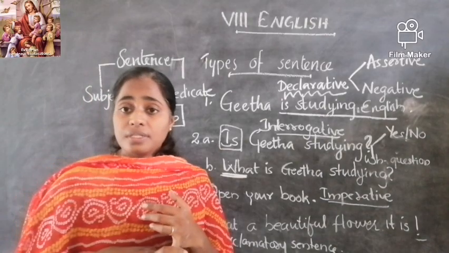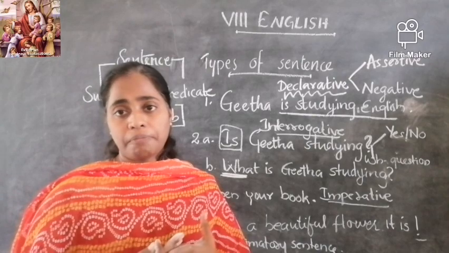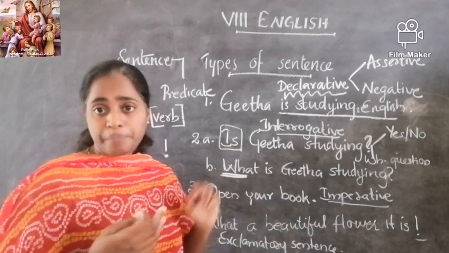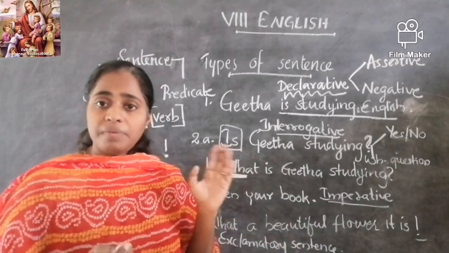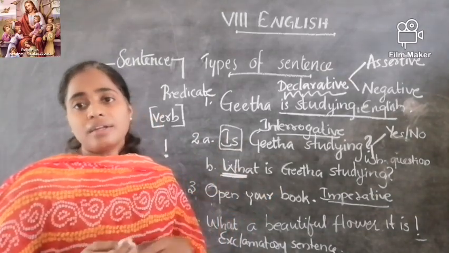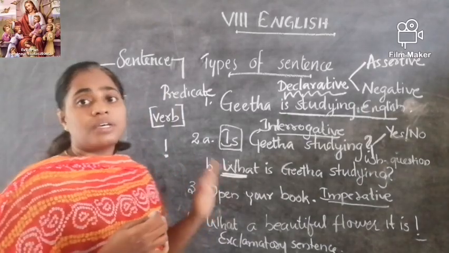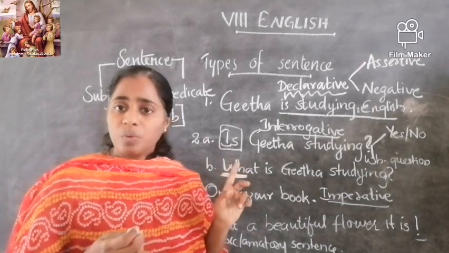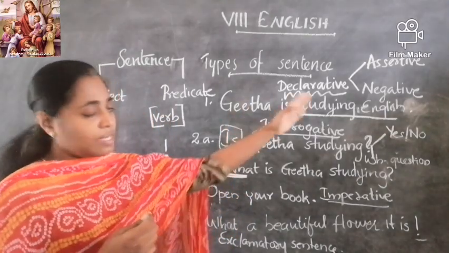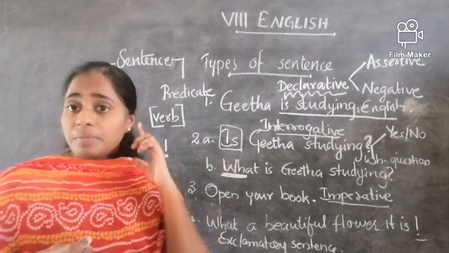So punctuation at the end of the sentence will help you to identify what type of sentence it is. If a full stop comes, it can be declarative or imperative. If a question mark comes, it can be an interrogative sentence. And if an exclamation mark comes, it is an exclamatory sentence. Every sentence, whatever type, should begin with the first letter written in capital.